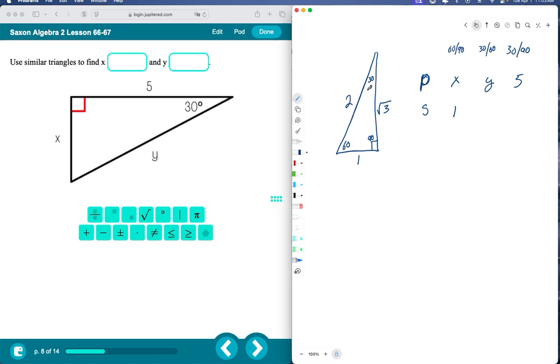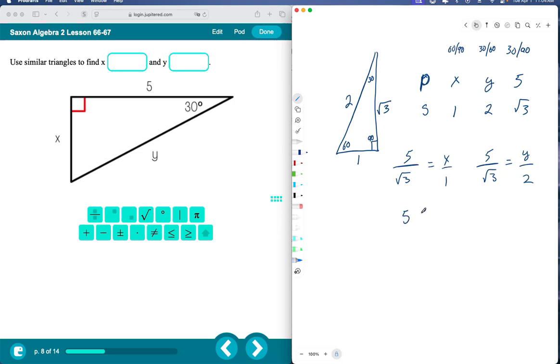60-30, 30-60, whichever way you want to go, is 2. And 30-90 is square root of 3. Okay, so those are my proportions. These are the only two that have numbers. So 5 over square root of 3 is equal to x over 1. And 5 times square root of 3 is equal to y over 2. So I can solve those.